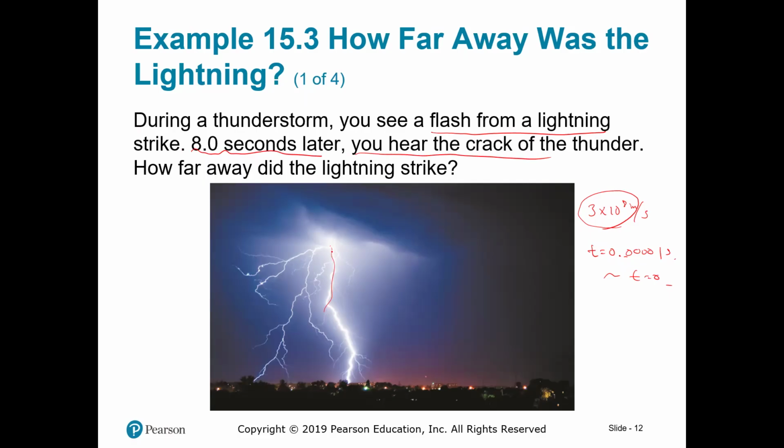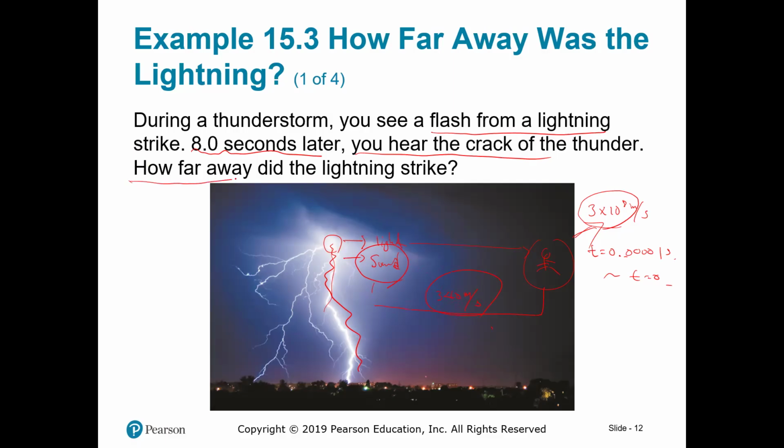Why? Because once you have a thunderstorm here, it generates two waves. The first one is a light wave, and the second one is a sound wave. So assuming you're here, you will see the light wave almost immediately because of its fast speed. And then you will hear the sound wave because it travels at a much slower speed, right?